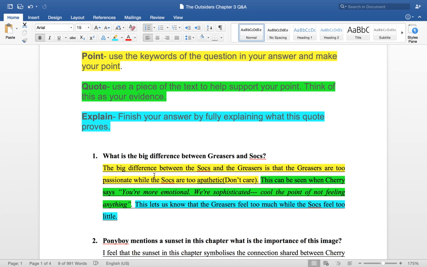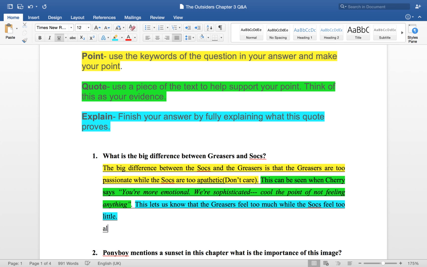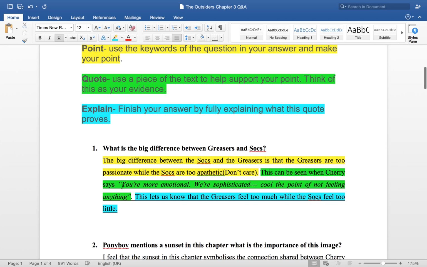So we can see that I've broken down my answer into the point: greasers feel too much, socs feel too little. I have a quotation where Cherry Valance says exactly that. They're emotional, while the socs are unemotional, they're unmoved, they're passive, or even a good word for that is aloof, A-L-O-O-F, which means kind of distant or uncaring. So we've got our point, our quote, and our explain there.